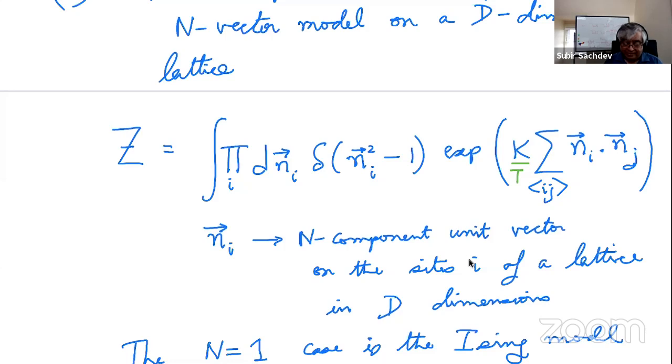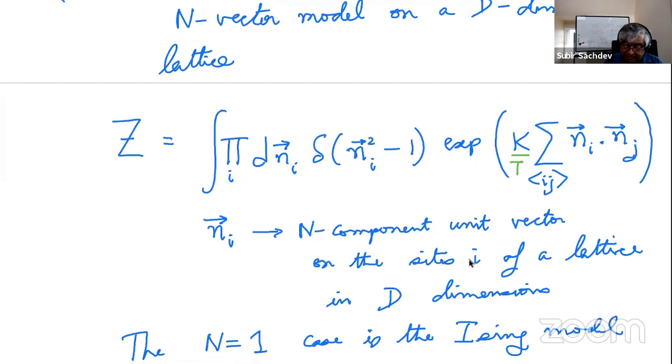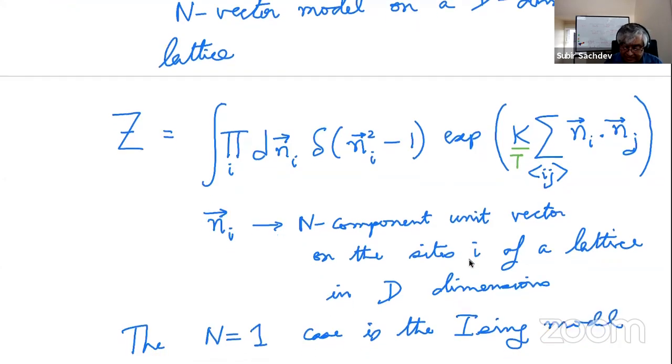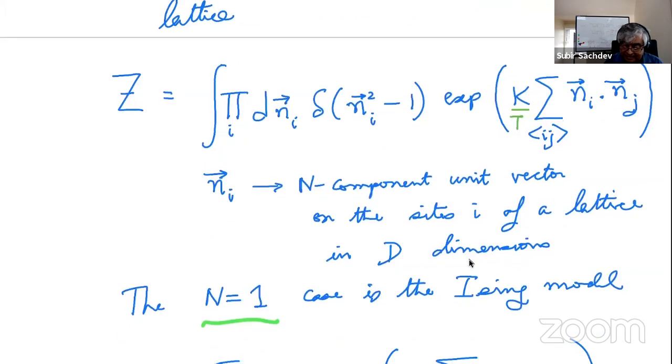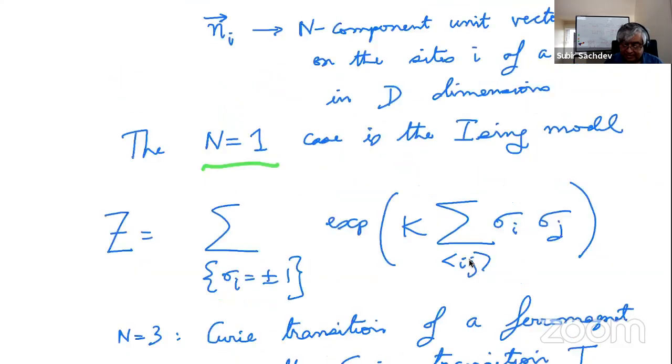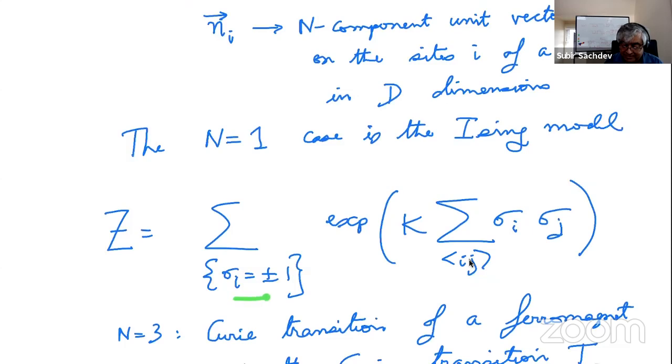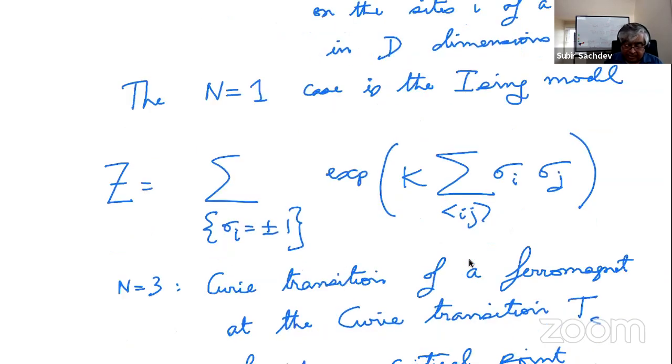So this is a very famous model. Of course, the most famous example of this is n equals 1. That's the Ising model, where n can be plus or minus 1. Sigma now becomes plus or minus 1. So this is the Ising model in capital D space dimensions. What about n equals 3?